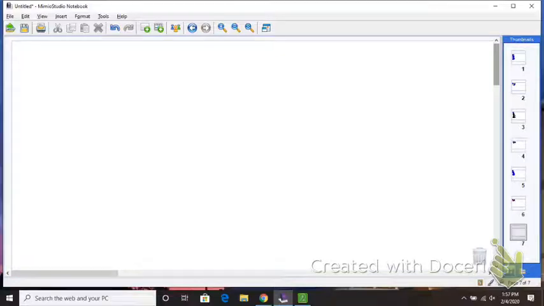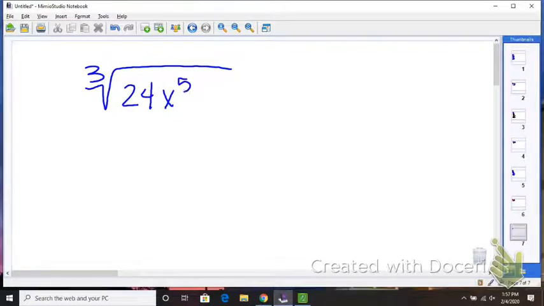Okay, so we've got the third root of 24, x to the 5th, y to the 9th, and z to the 13th. You're looking at each piece individually: your 24, your x, your y, and your z, all individually to do the third root. 24 is not a perfect cube, so I can't just take the third root of 24.